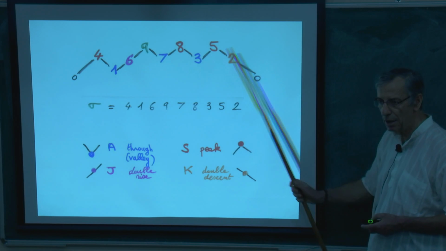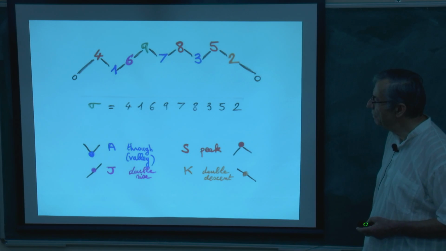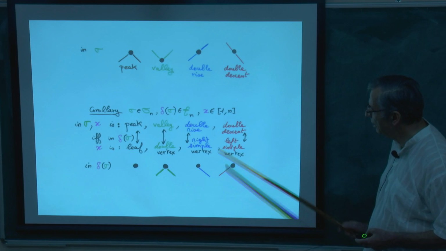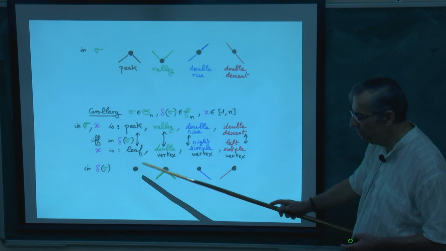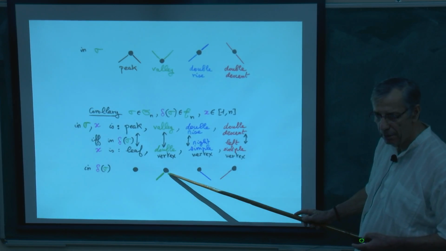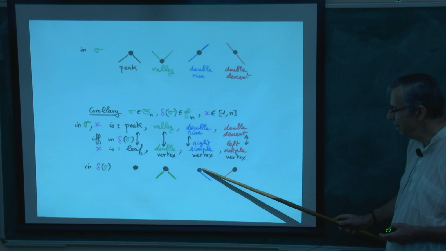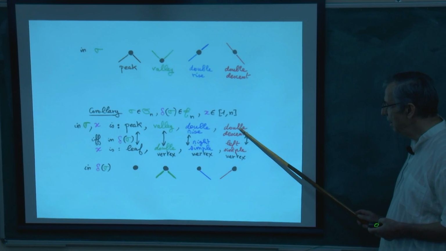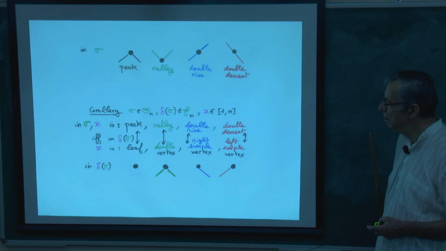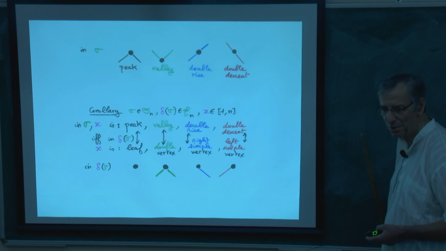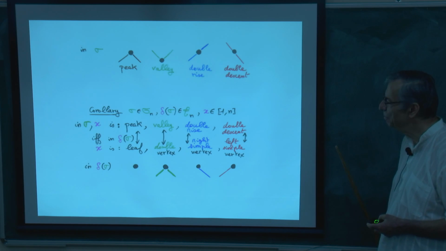And I claim that this classification of these 4 kinds of values is the same as the classification in the binary tree. So peak corresponds to leaf of the binary tree. Valley corresponds to double vertex in the corresponding binary tree. Double rise corresponds to a single vertex going on the right, and double descent, a single vertex going on the left. So I will need this in the following section, chapter, next time or next week.